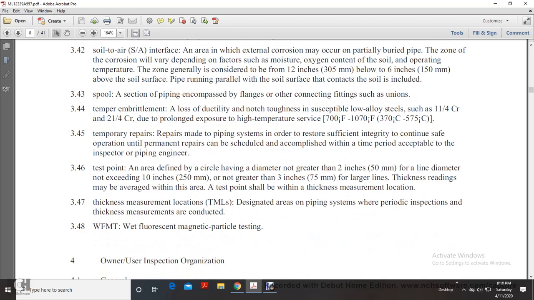Temporary repairs are made in the piping system in order to restore sufficient integrity for continued safe operation until permanent repairs can be scheduled and accomplished within a time period acceptable to the inspector or piping engineer.